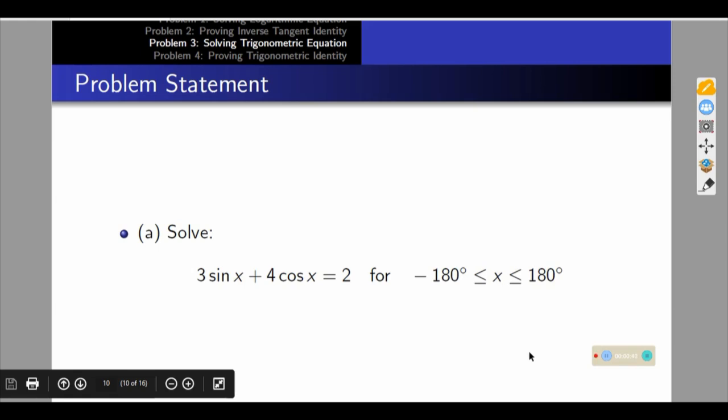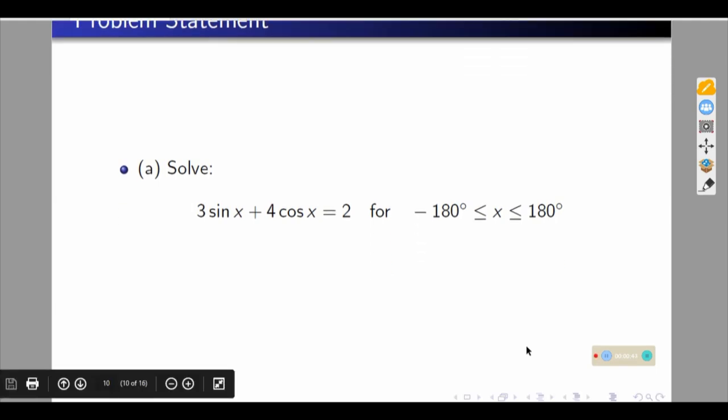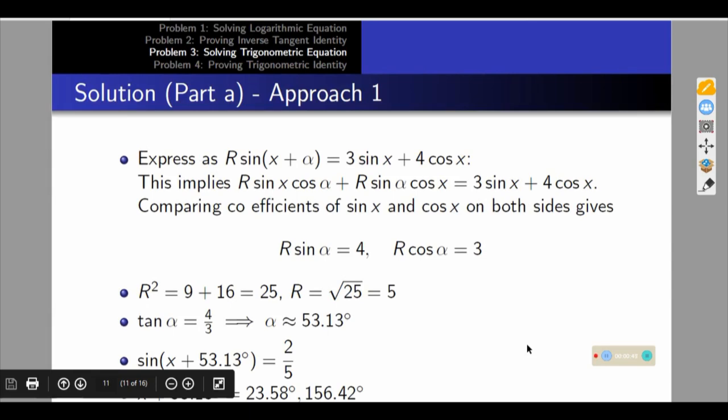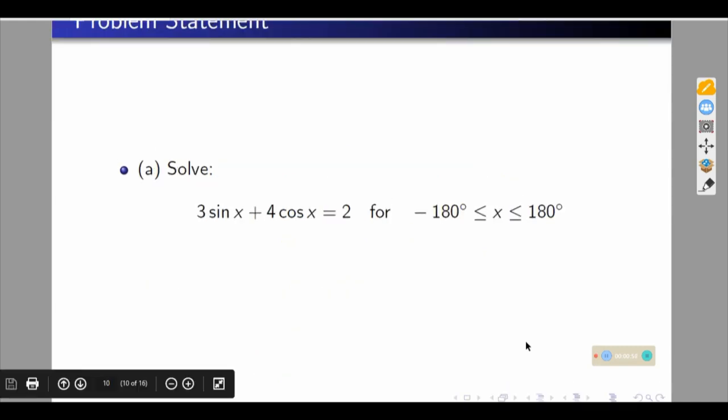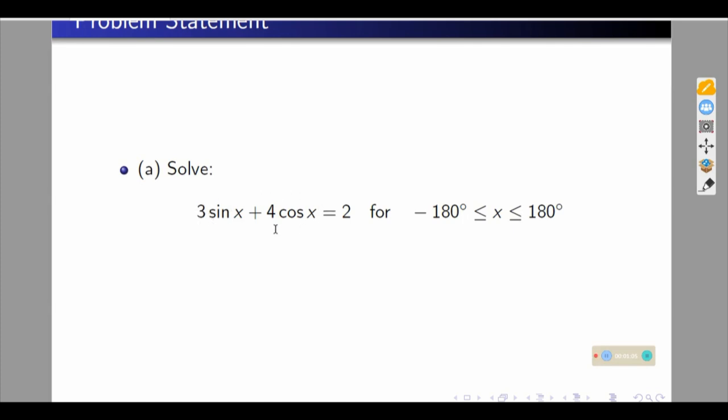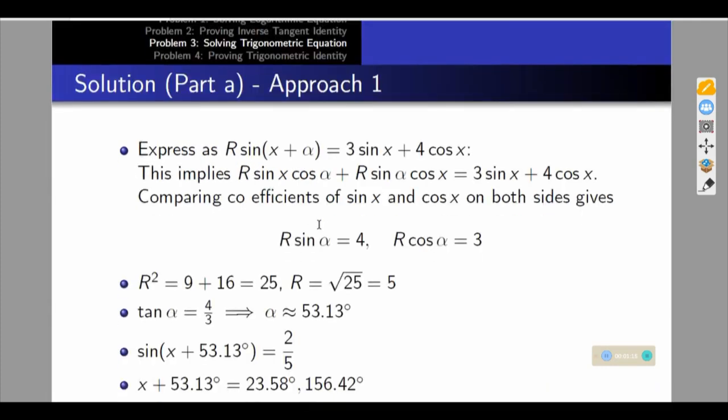We shall look at two approaches, and the first approach is to express the left hand side in terms of r sine of x plus alpha. So this is our left hand side: 3 sine of x plus 4 cos of x. We shall try to reduce this to the form r sine of x plus alpha. So let us look at that.